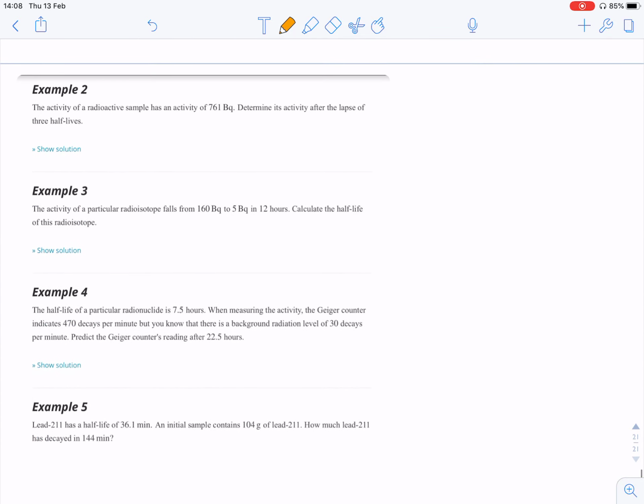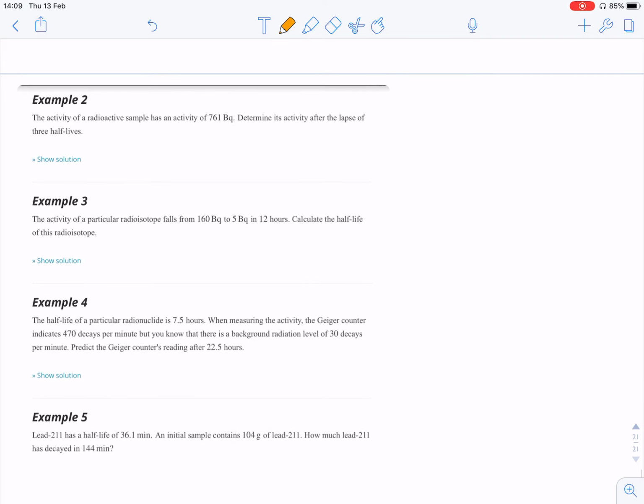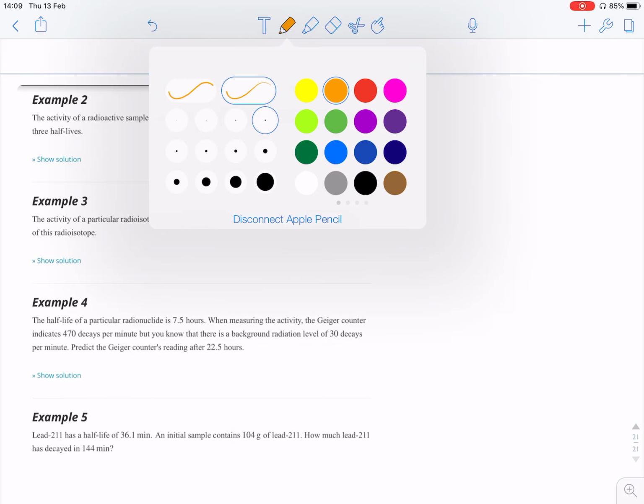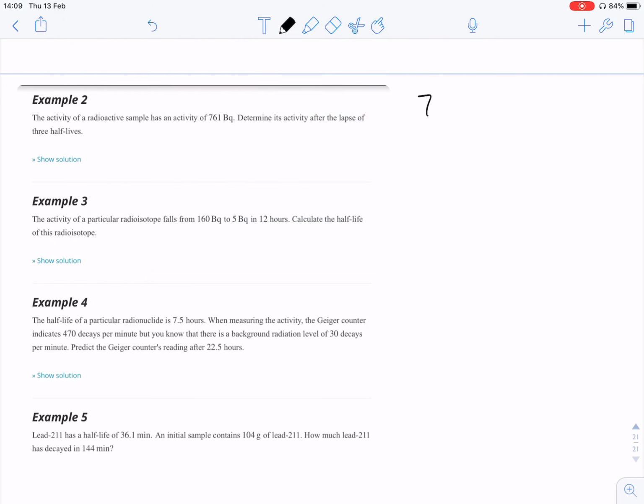So let's have a look at a few more examples. Example number 2: a radioactive sample has an activity of 761 Bq, becquerel. Determine its activity after the lapse of 3 half-lives. First off, let's get this number out here. I'm going to go back to black here. So 761 and 3 half-lives.